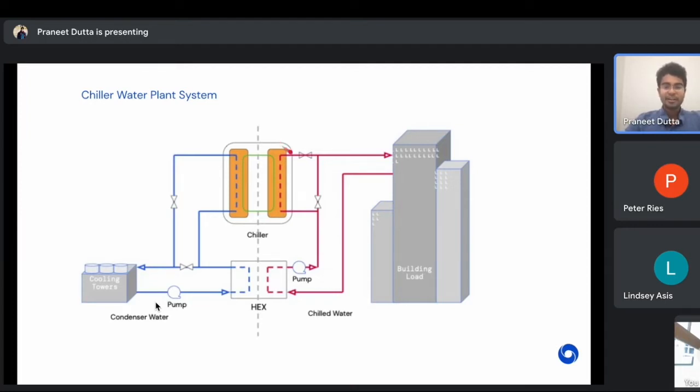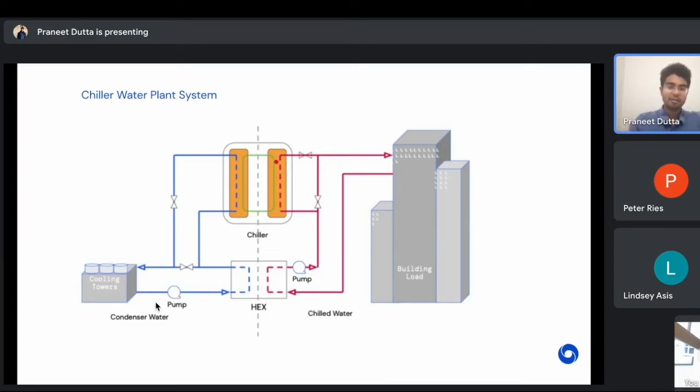What do I mean by that? Let's take a specific example. Let's say water is coming from the building. In the United States we use Fahrenheit. So let's say it's coming in at around 55 degrees Fahrenheit. The chiller is able to cool this down to, let's say, 45 degrees Fahrenheit, a 10 degree drop. So there's a 10 degree decrease in temperature, and that consumes energy.